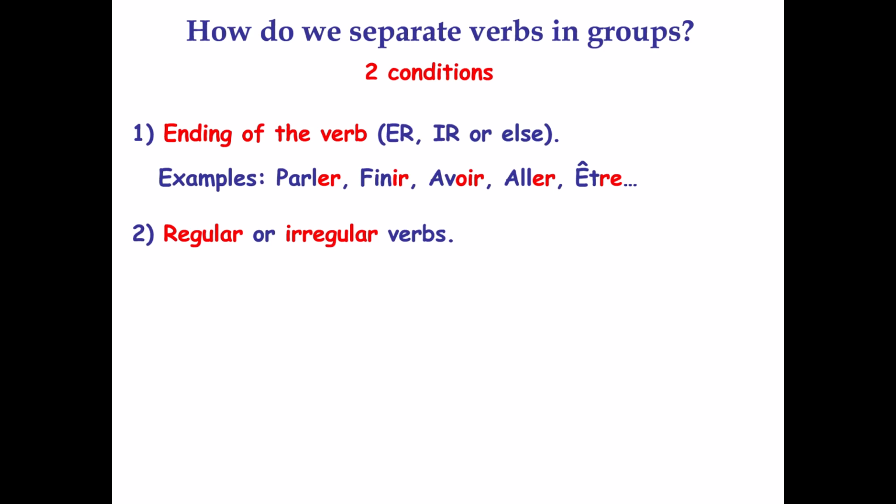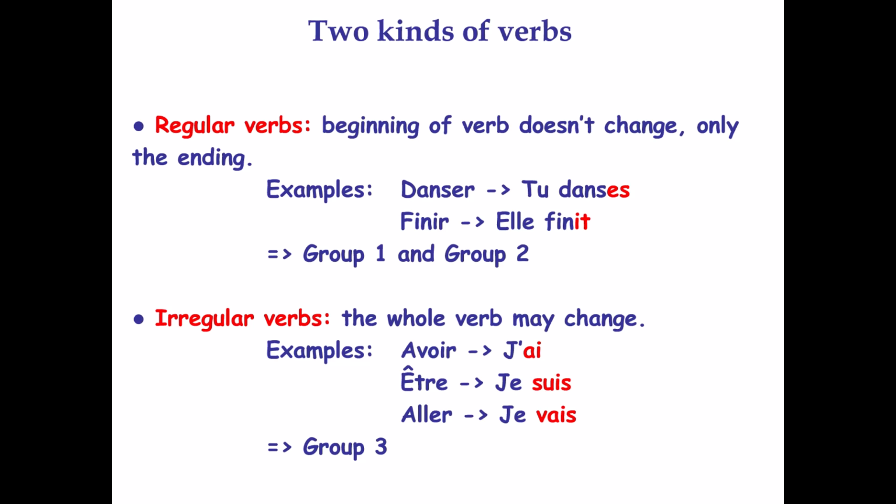The second condition is to find out if the verb is regular or irregular. A regular verb means that when you use these kind of verbs, the beginning of the verb does not change. It stays the same. Only the ending changes. For instance, if we take the verb to dance, danser, you are dancing is tu danses in French, where the ending is not ER anymore, but ES.